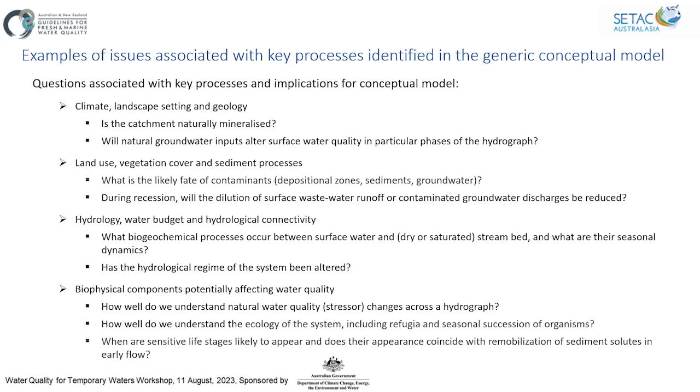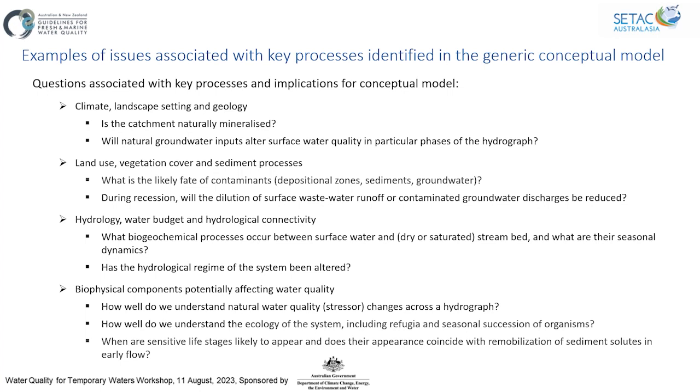The biophysical components: how well do we understand natural water quality changes across the hydrograph? More often there are successional changes in organisms. In salt lakes, for example, there are species that are only tolerant of the fresher water, and they drop away, but there are other species that are far more tolerant to the higher salinity through the evaporation and concentration processes. How well do we understand the ecology of the system, including the refugia and the seasonal succession of organisms?